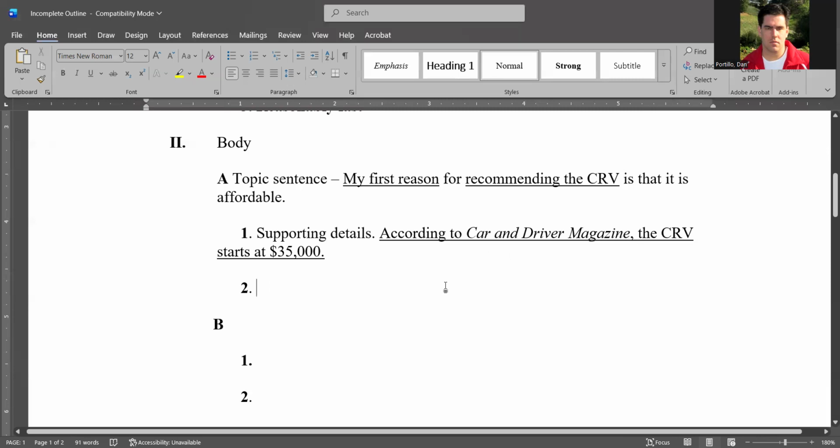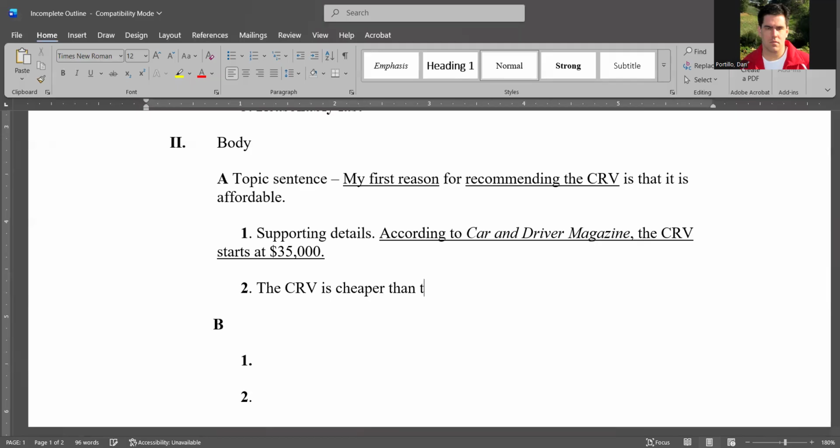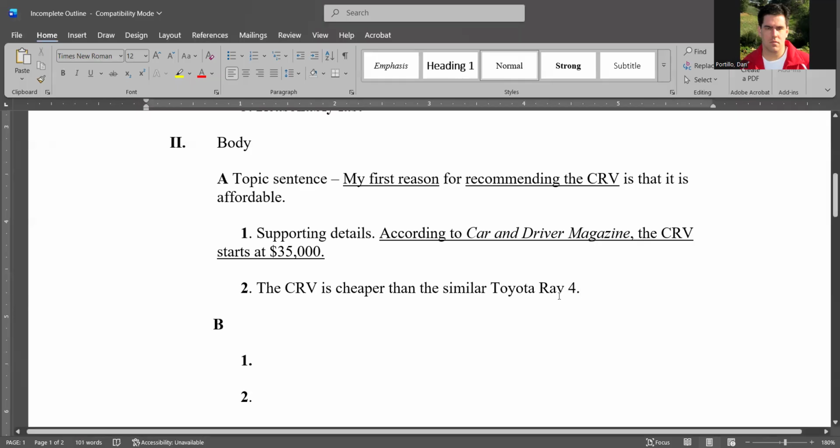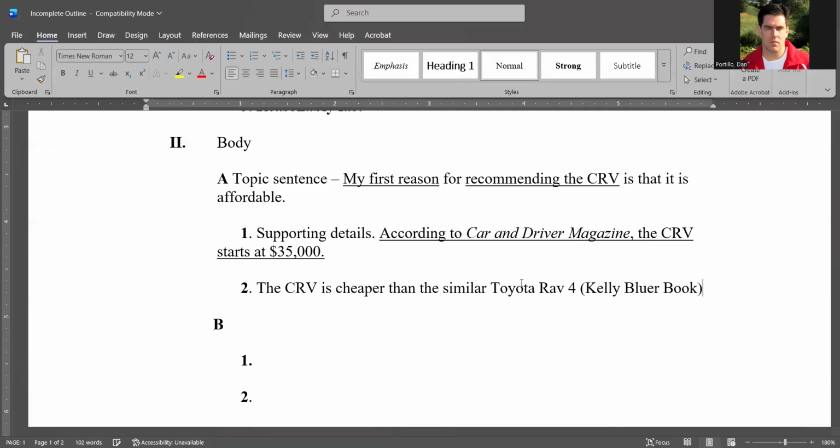I'm going to give you another one. I could say something like this. The CRV is cheaper than the similar Toyota RAV4. Let's say I got this from, I'm just making this up, Kelley Blue Book. You'll notice I did something a little different this time. So one, this still supports it. If it's cheaper than the similar Toyota RAV4, then that helps my argument that it's affordable, because it's cheaper than a car that's in its class. You'll notice what I did here though.